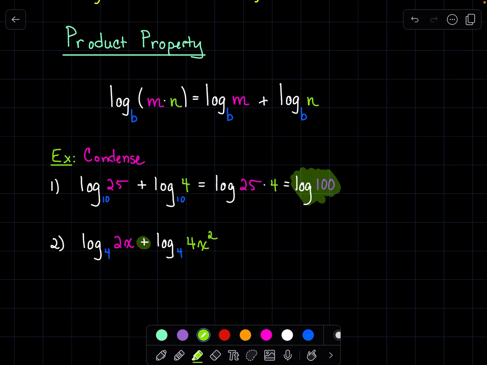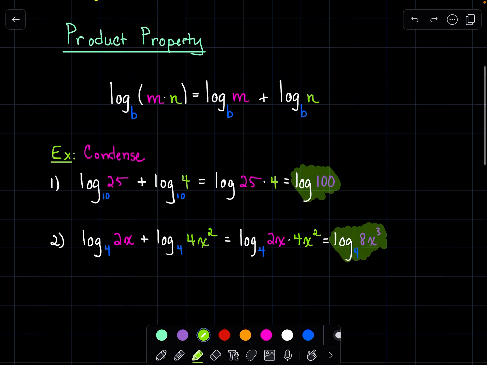Because of the plus sign, we can use the product property and put this back together and go log base 4 of 2x times 4x squared. Now this does require us to use some exponent rules and simplifying that we learned back in Algebra 1. And that 2x times 4x squared would simplify to 8x to the third. So this would condense down to log base 4 of 8x to the third. And that is the use of the product property.